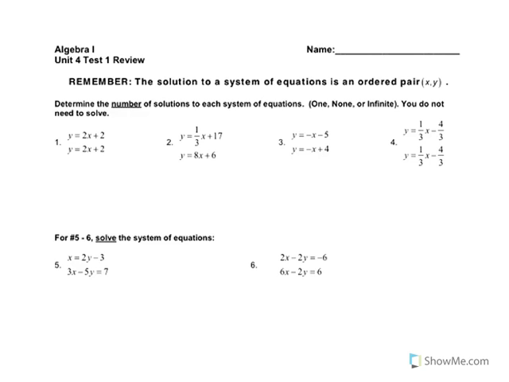We need to determine the number of solutions that each system of equations has, either 1, none, or infinite. And it's telling us we don't need to solve these, we just need to determine how many solutions. So let's look at the first set of equations. y equals 2x plus 2, y equals 2x plus 2. Well, they are the exact same equation, and so that would be infinite solutions.